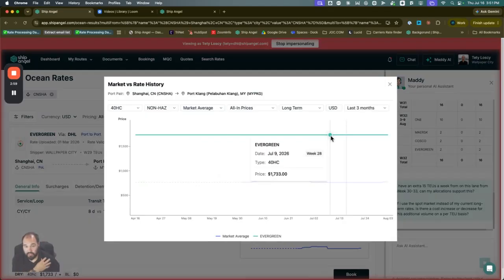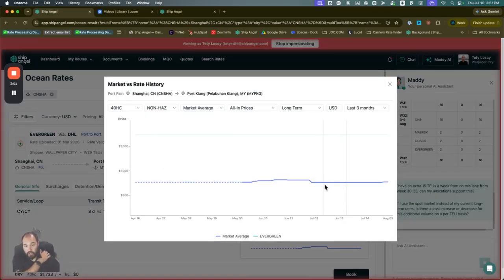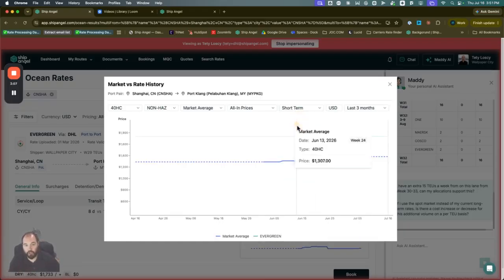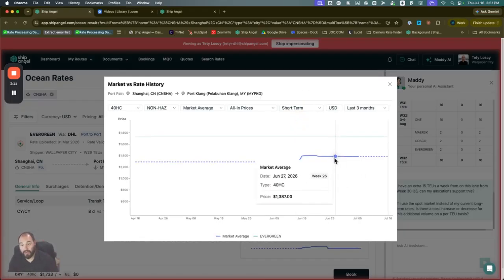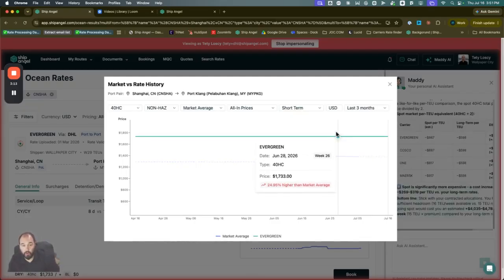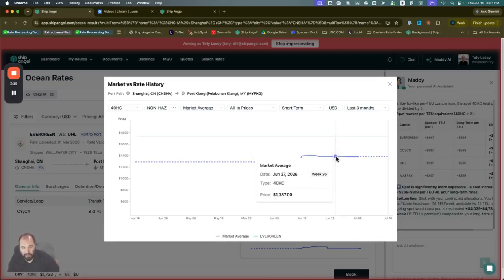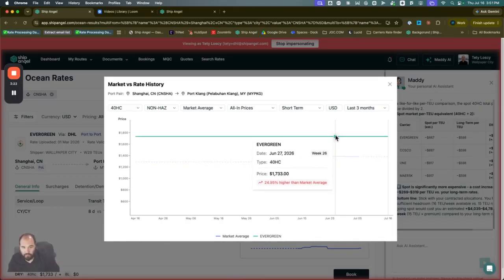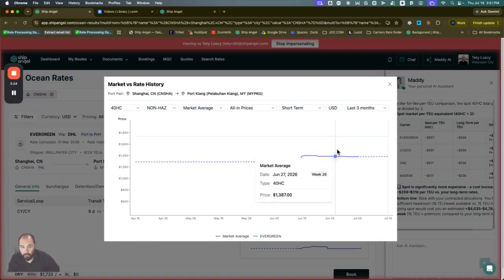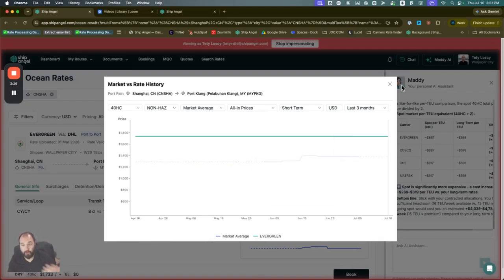And so my rate is 1733. The long-term market is a little bit lower here at 763. There's a differential on my rate versus the long-term market. But if I go to the short-term market and say, hey, dear NVO, I need to move some cargo, how does that compare versus my rate? Well, in this scenario, I can see a little bit of a cost savings of, let's call it $300 a box. And so I could say, okay, I can save $300 a box, $150 a TEU if I were to move this on the spot market.